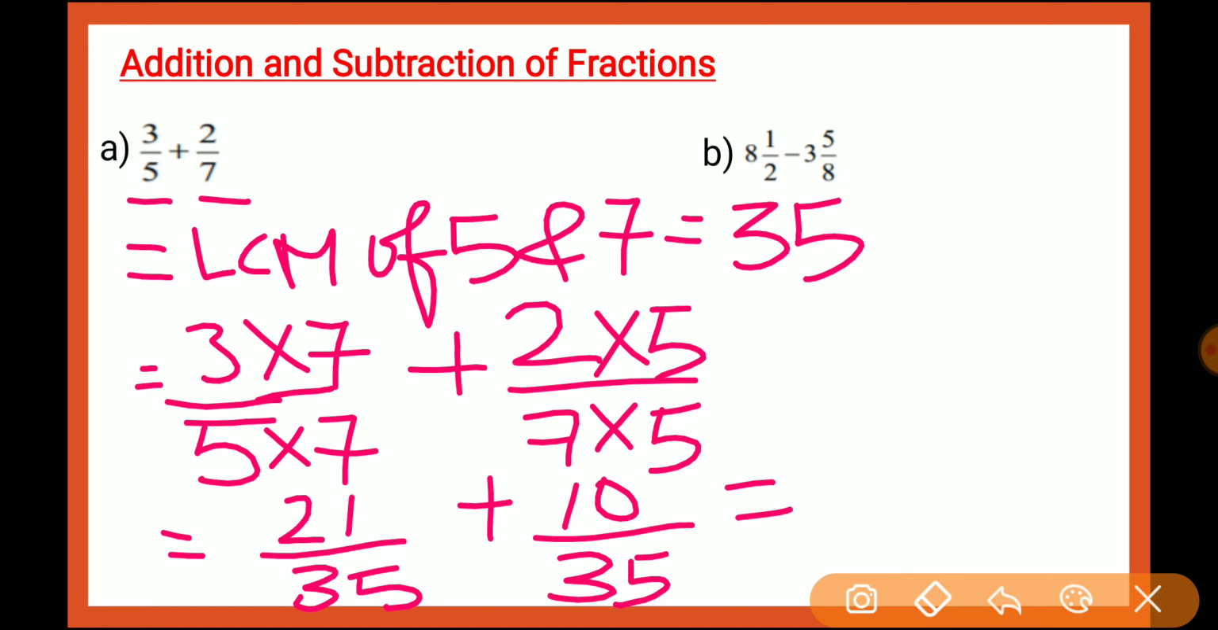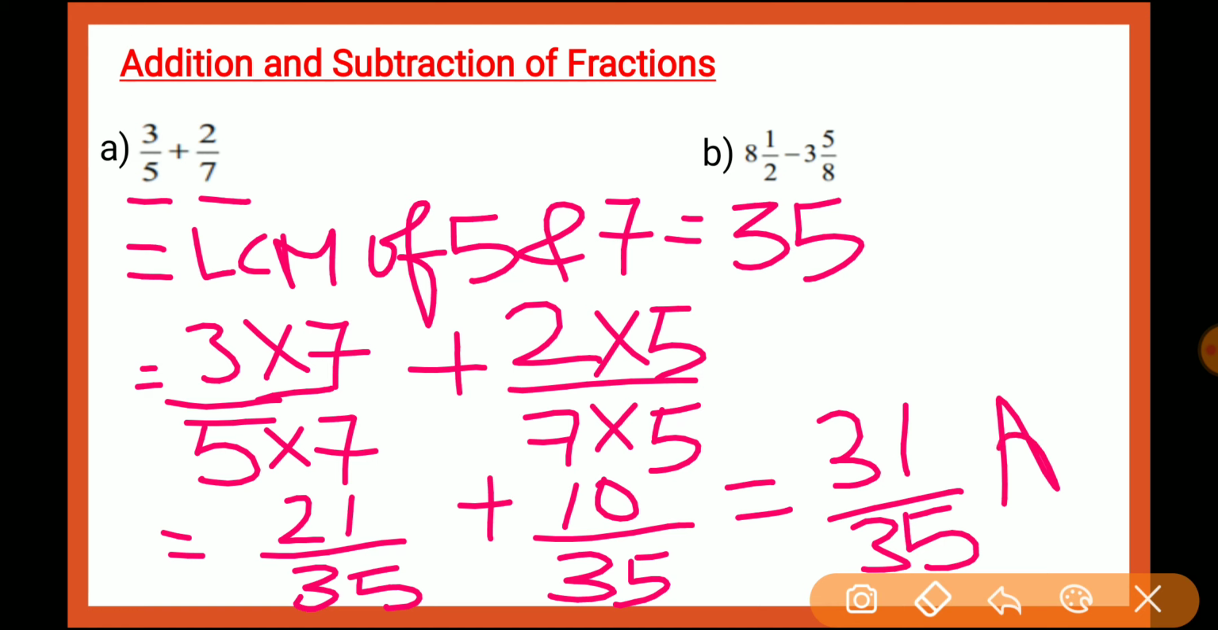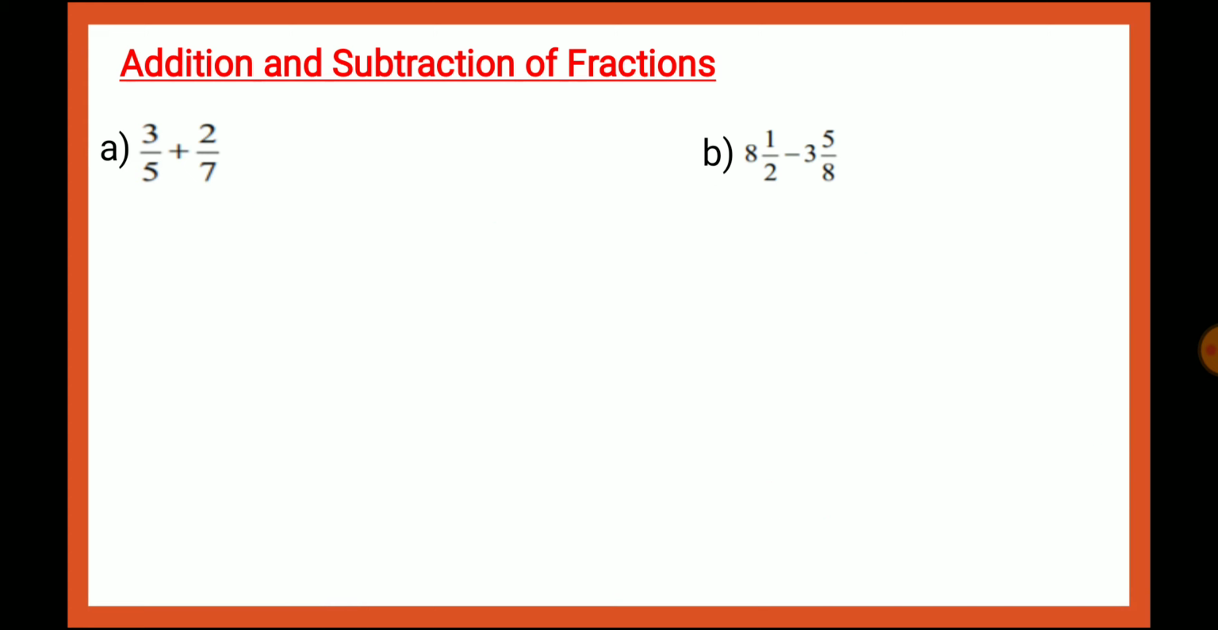So your answer is 31 upon 35. This is how you will solve. First you will take the LCM to make the denominator the same, then you will multiply. 35 is the same denominator, so you will take it as common, and then you will add the numerators and you will get your answer. Clear? Now let's see the subtraction.